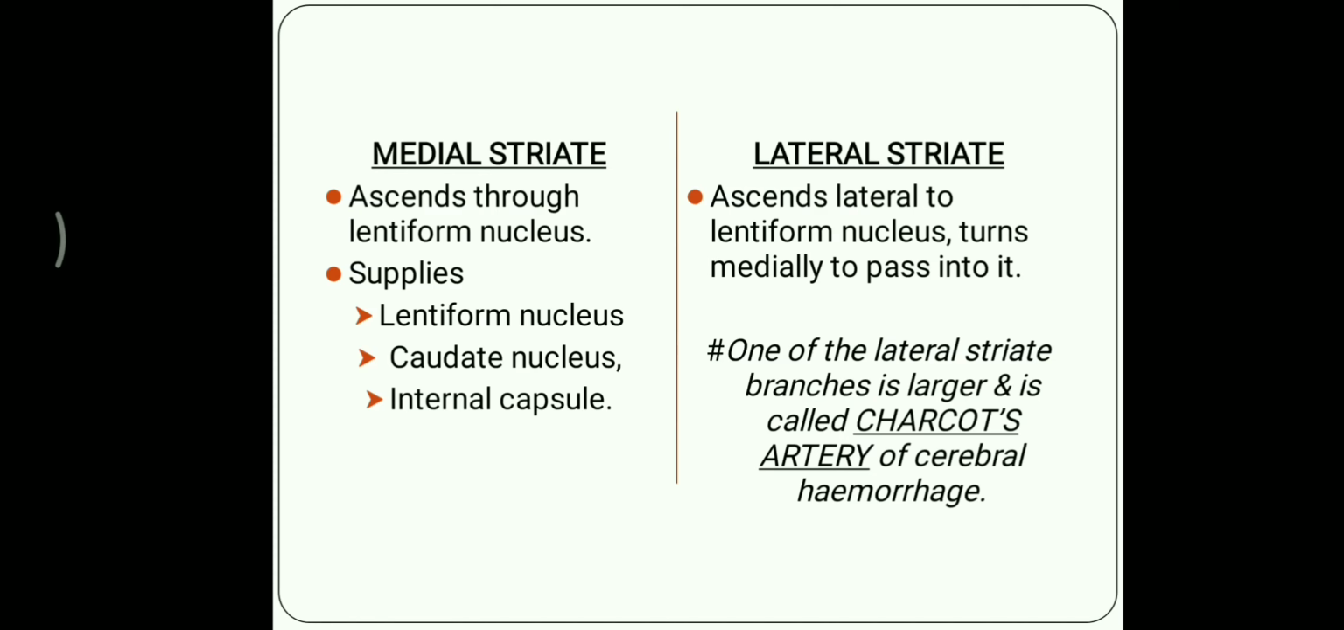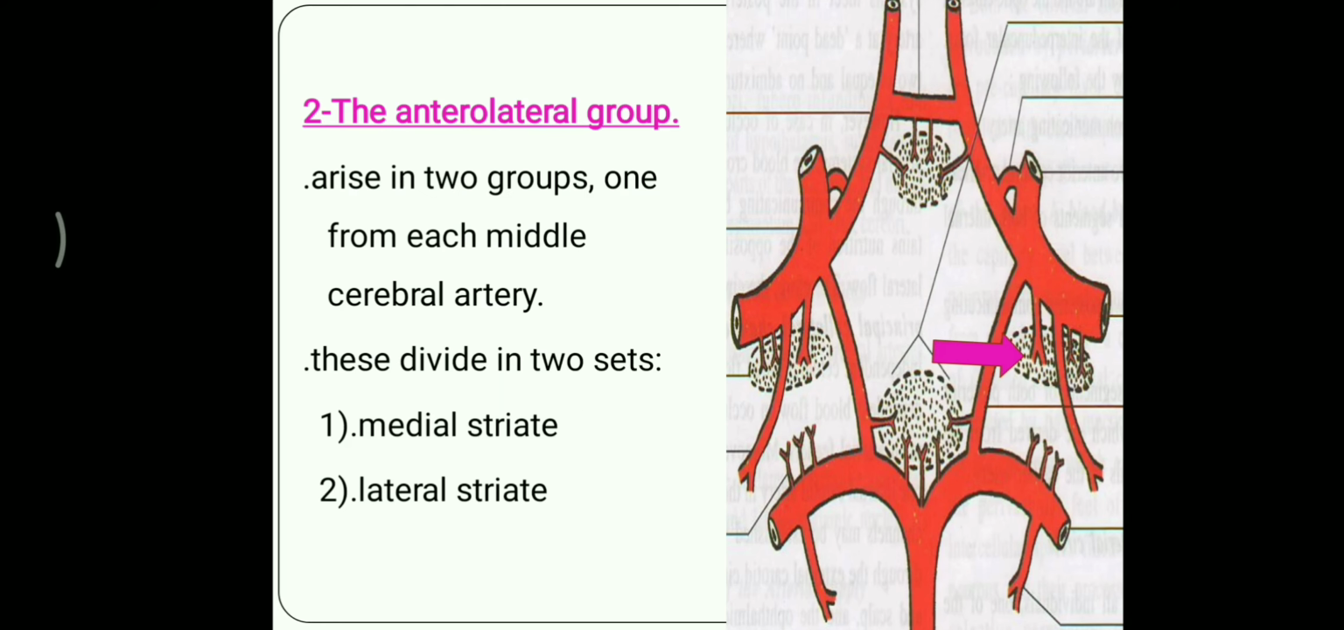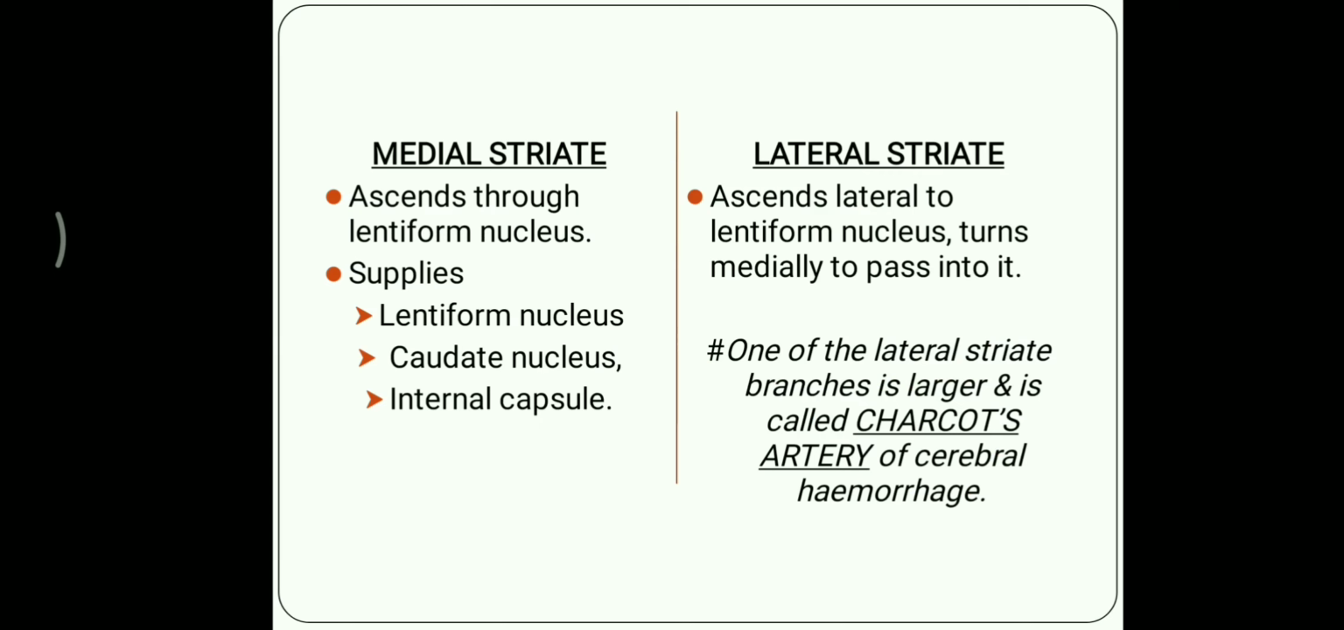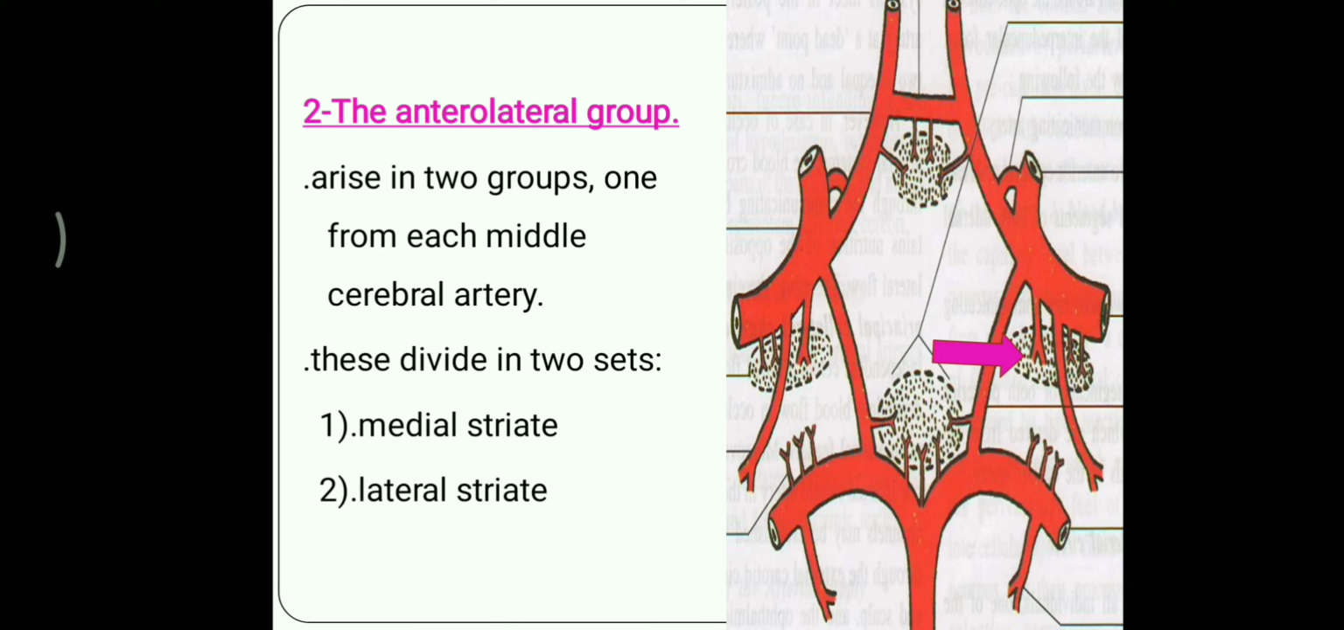Now, an interesting fact over here: one of the lateral striate branches is larger than the others and is called the Charcot's Artery of cerebral hemorrhage. I'll show you in the diagram. This artery over here, you can see it is quite bigger than the other branches and is called the Charcot's Artery of cerebral hemorrhage. It is a part of the lateral striate set of the anterolateral group.